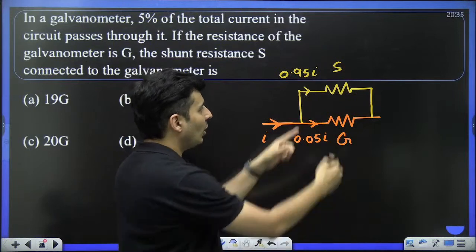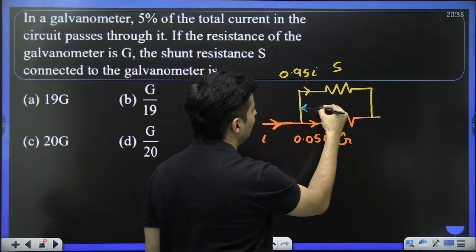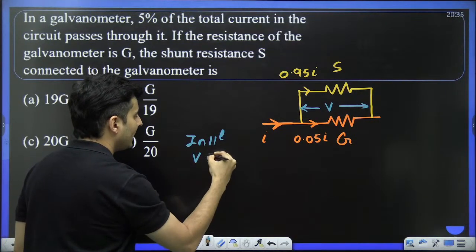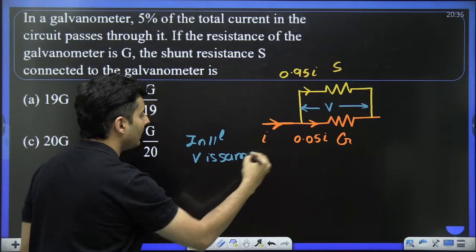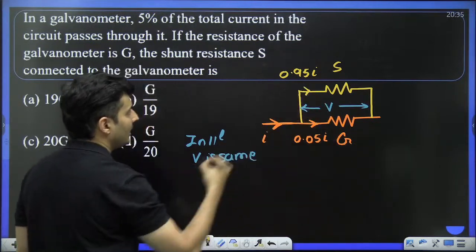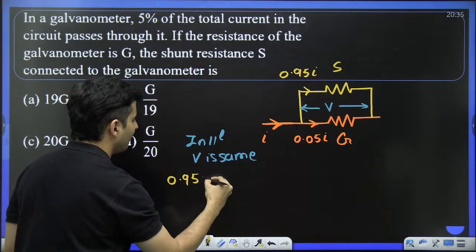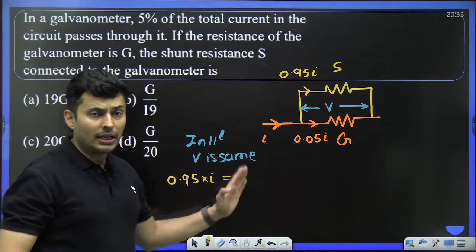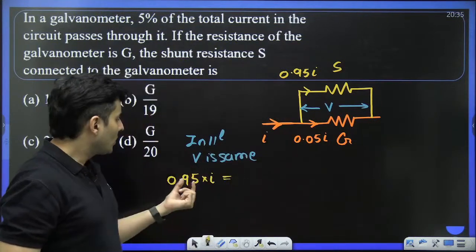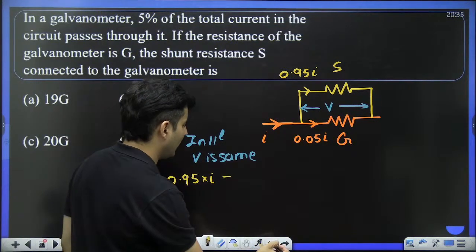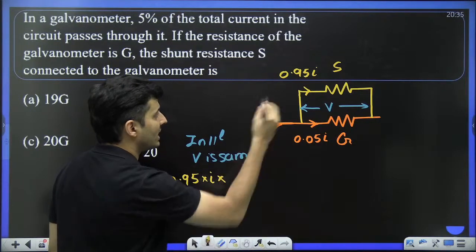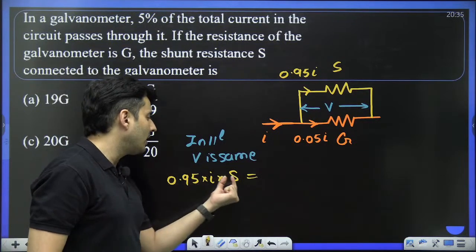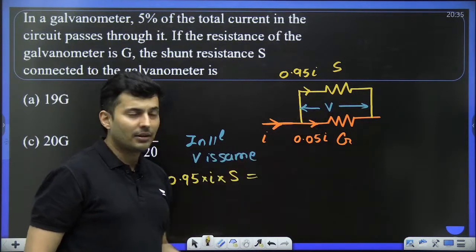We all know that shunt is in parallel with the galvanometer, so that most of the current bypasses it. We all know again shunt is parallel, that means the voltage is same. And what is voltage? Current into resistance. Current is 0.95 into I, and resistance is basically S. So current into resistance is the voltage here.